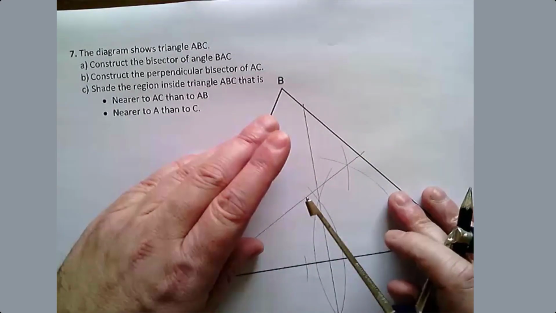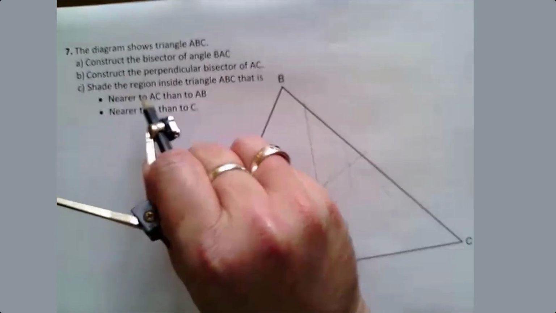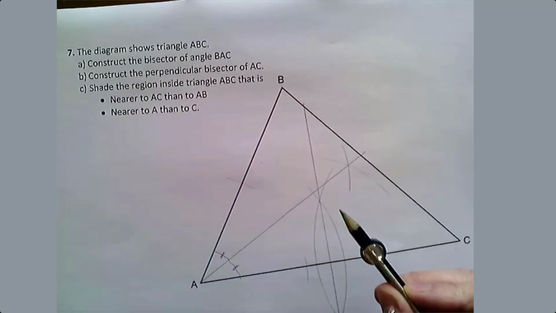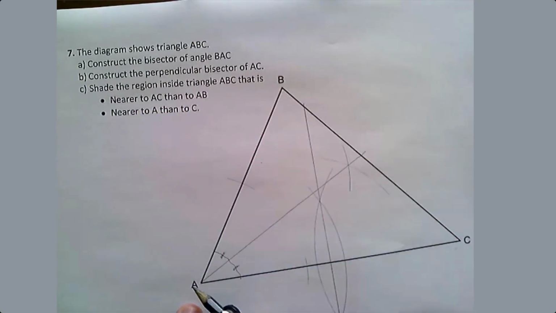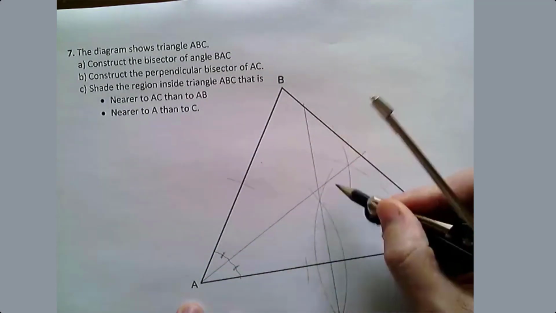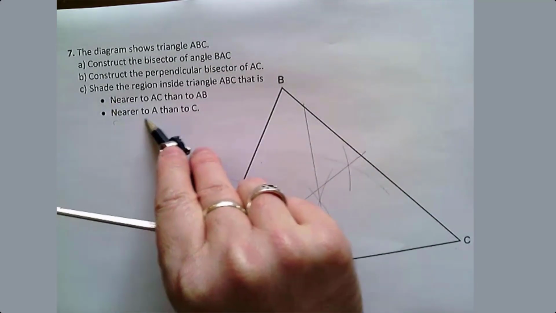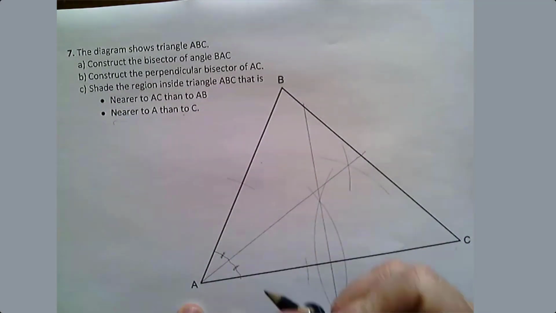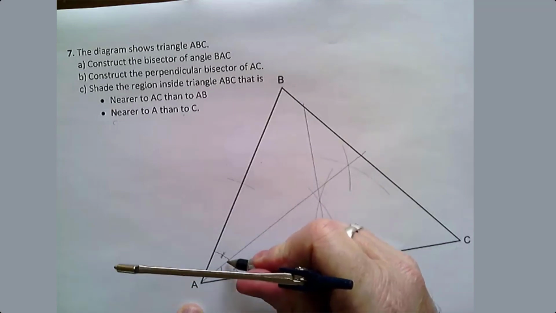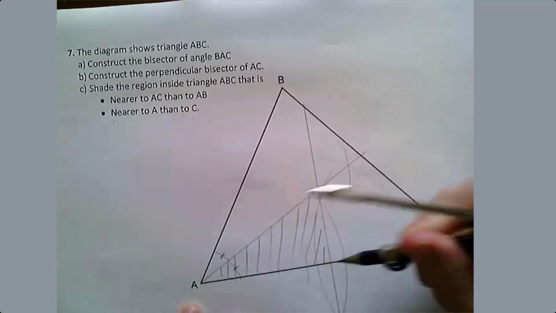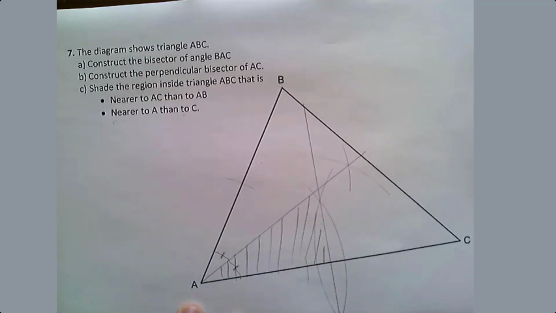Okay, so there's my second line. So we want to shade the region that is inside triangle ABC that is nearer to AC than to AB. So nearer to AC than to AB is going to be below this angle bisector then, isn't it? And nearer to A than to C is going to be the left-hand side of this perpendicular bisector. So the area that we want is this triangle in here. So it's below the angle bisector and to the left of the perpendicular bisector.